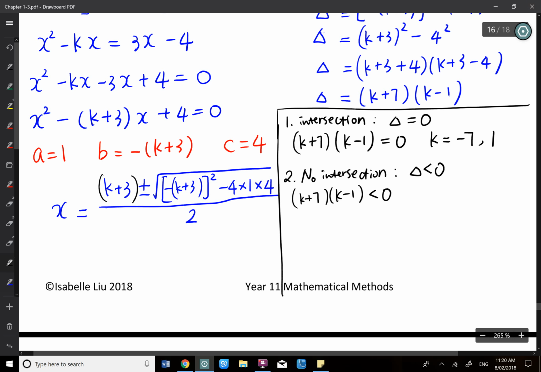So we need to sketch the graph. I just need the x-intercepts, negative 7 and 1. Because it's a positive quadratic, it will look like this.